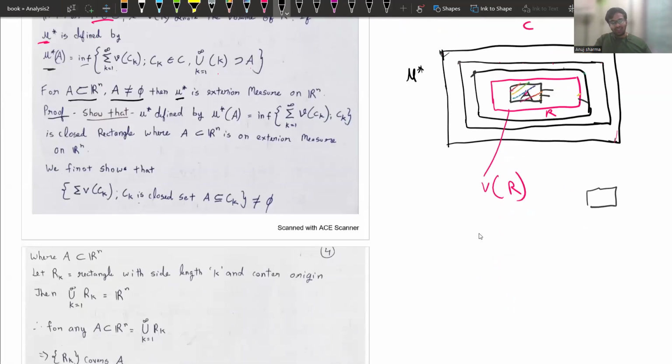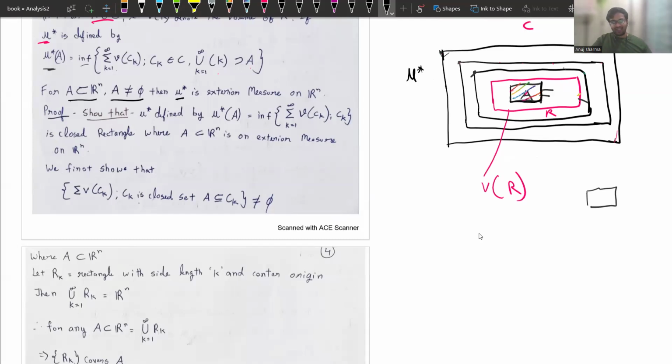The condition is A should be a subset of Rn. So let's try understanding the proof first. Mu star is defined by mu star of A as the infimum of the volume of CK. It means take every rectangle, and the infimum is the smallest one that is covering A. And it is a closed rectangle.